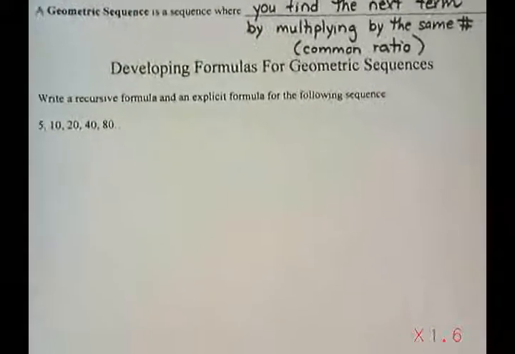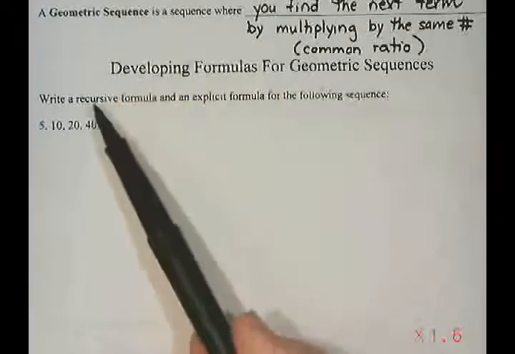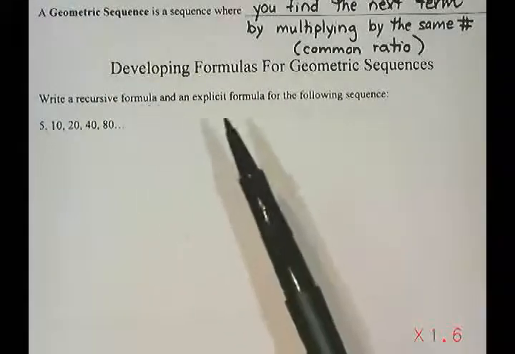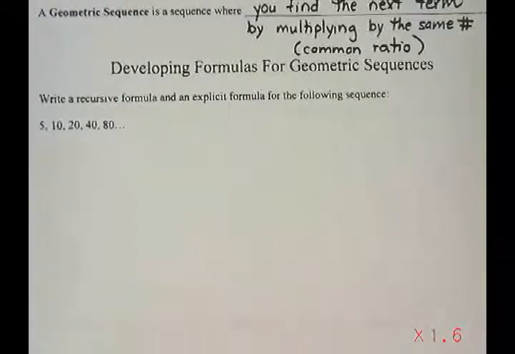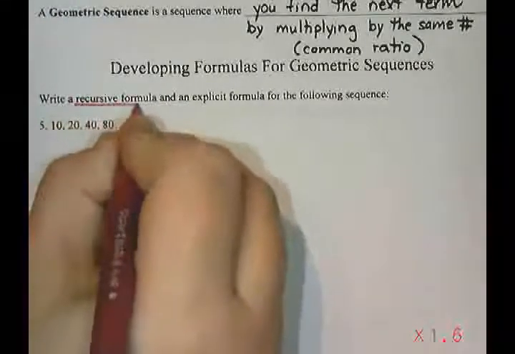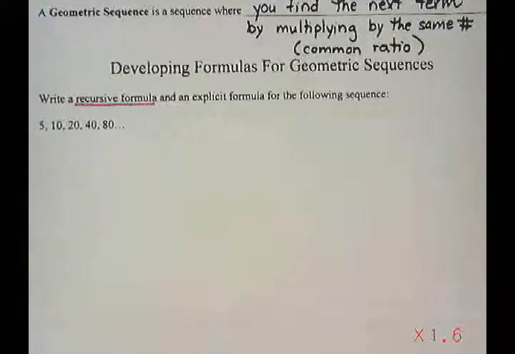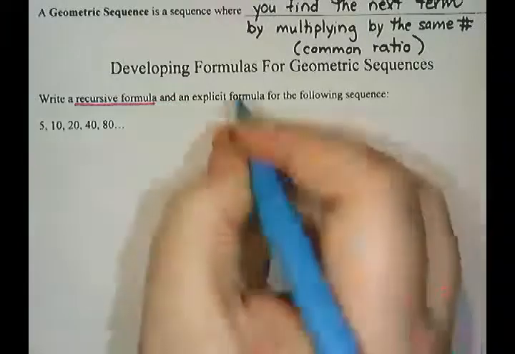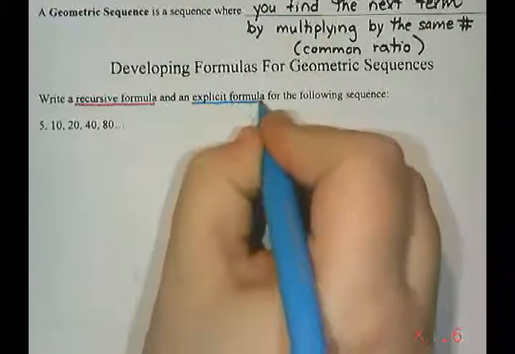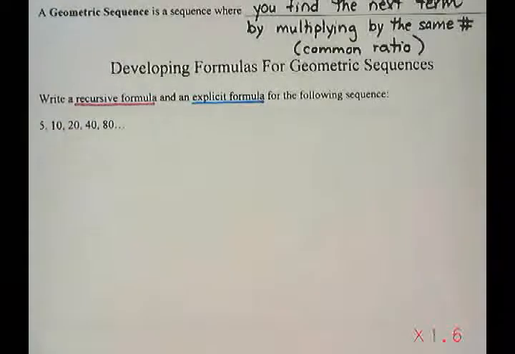So we are going to take a look and see if we can come up with some formulas for a geometric sequence. Here it says we want to write a recursive formula and an explicit formula for the following sequence. So we're actually going to do 2 formulas. A recursive formula we've talked about before is a formula where you use the previous term, the term that came before it, to find the next term. And an explicit formula is one where you're looking at using the term number. So if I want to find number 5, I'd use the 5 to find the term.